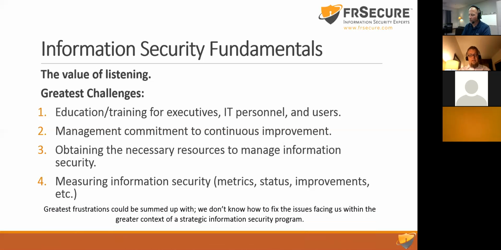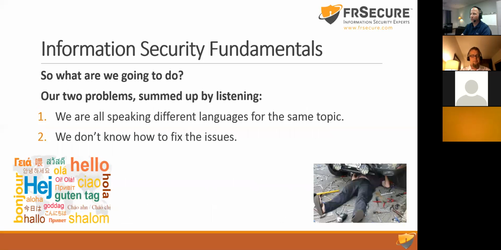So frustrations, if we were to sum it up, after discussion around these challenges, the second problem was that we don't know how to fix stuff. If we're speaking the same language and we fix that problem, and we were to tell you that you have these 10 things that you need to do, there's a big challenge in actually fixing those things. So that's what we focus on. Two problems summed up by listening. Number 1, we're speaking different languages for the same topic. And 2, we don't know how to fix the issues, even if we knew about them.